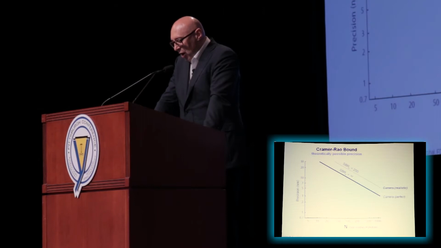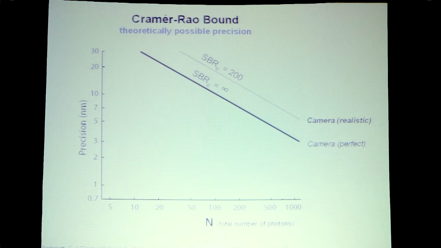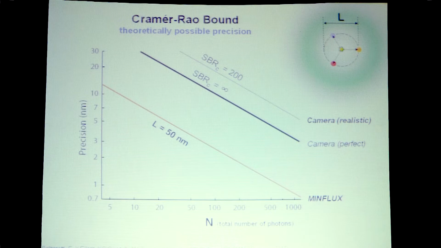And here, what we show is how many photons you need to get a certain localization precision. On the bottom, you see the total number of detected fluorescent photons for a camera. So that's the two lines on the top, for a perfect camera and a realistic camera.